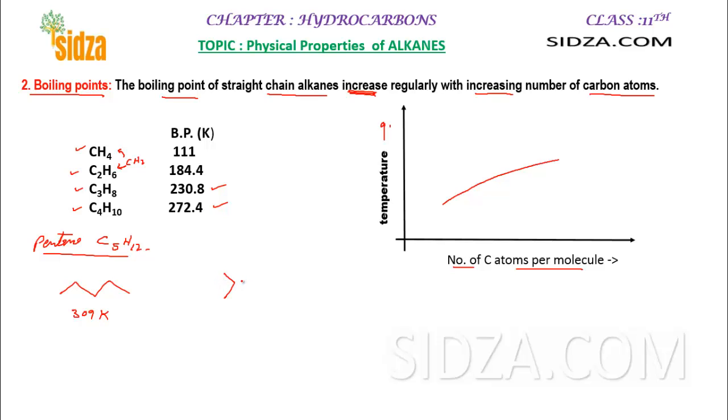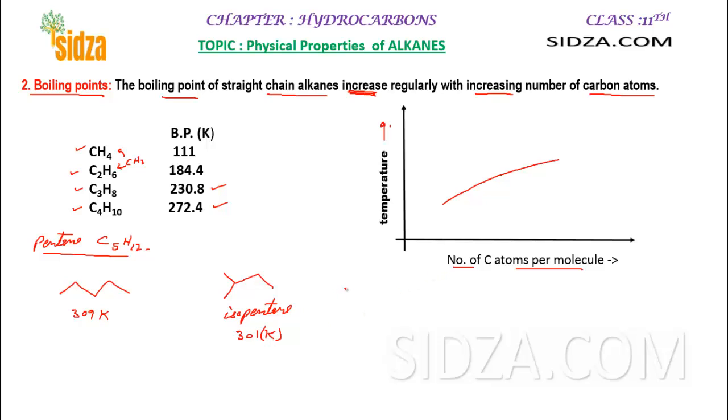Its structural isomer here is called isopentane. This is also a 5 carbon molecule, 1 2 3 4 5. For isopentane, the boiling point is less than 309. It is around 301 kelvins.